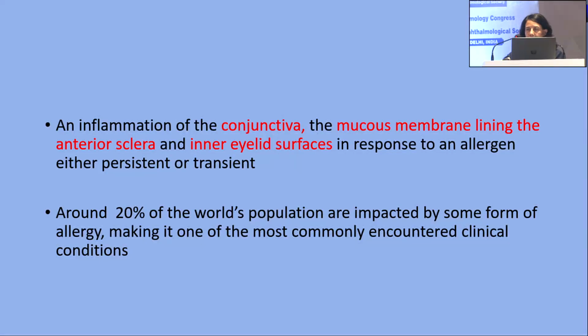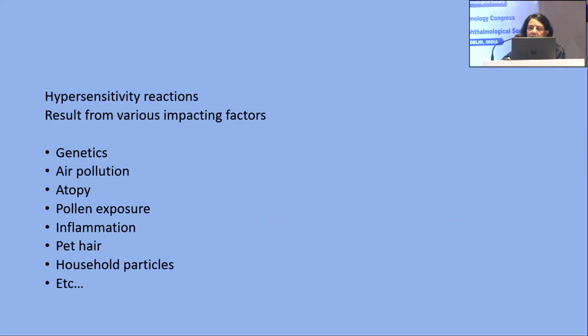Around 20% of the world population is impacted by some kind of allergy, making it the most commonly encountered clinical condition. It is basically a hypersensitivity reaction and results from various impacting factors, and genetics is one of the very important factors that plays a role in allergy. Other factors are environmental, like air pollution, and atopy, of course, which has some genetic relation, and others are pollen, inflammations, pet hairs, household particles, and the list goes on.